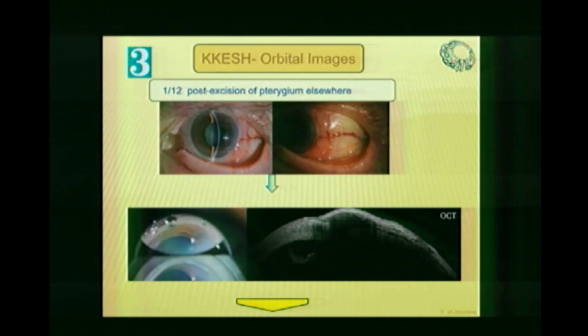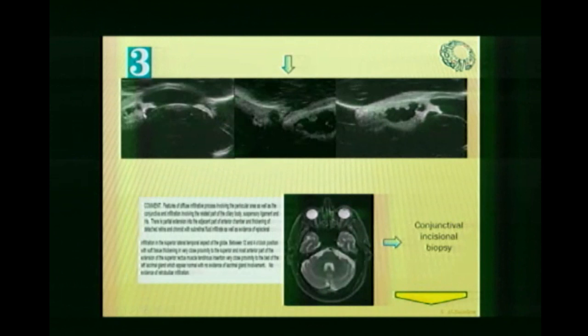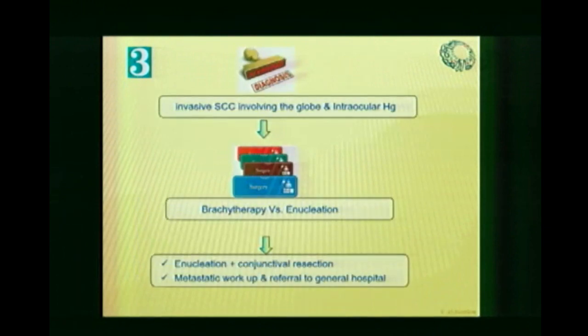And when you look into the gonio, you will see something pushing behind the iris. You can see here that the mass is involving the ciliary body, actually. As you can see here, it's a cystic mass, and the MRI also proved that. The conjunctival incisional biopsy was done for the remaining mass, which I told you, and it came out to be invasive squamous cell carcinoma.